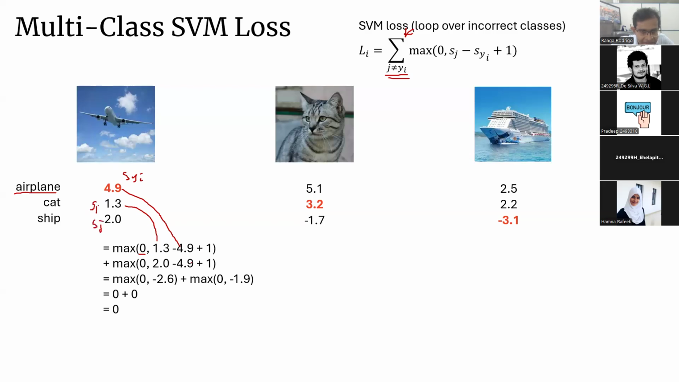Plus 1. This 2 minus 4.9 plus 1. So therefore, you will get 1.3 minus 4.9 plus 1, minus 2.6, and 2.0 minus 4.9 plus 1, minus 1.9. So max value will be 0. Here also max value will be 0. 0 plus 0, 0. It does not make a loss. Why? Because the correct class score is 1 above the highest score of all incorrect classes.